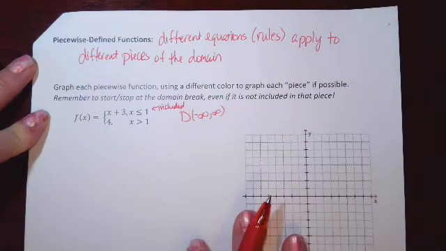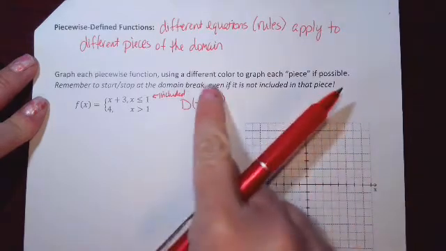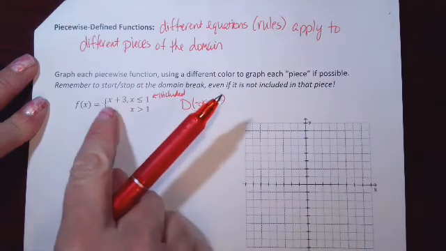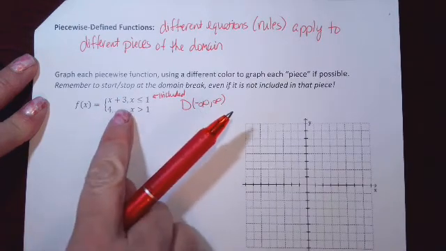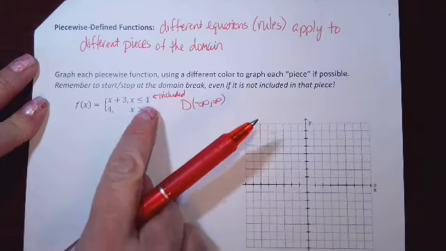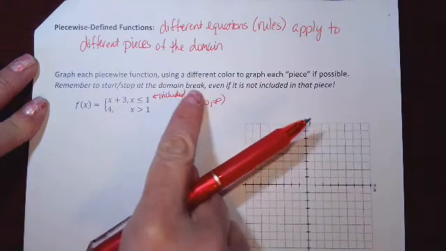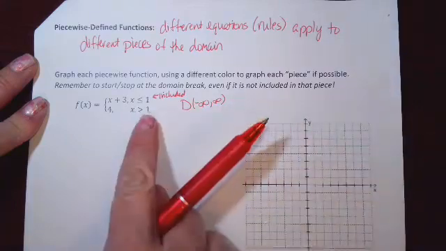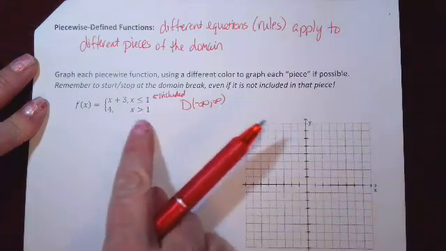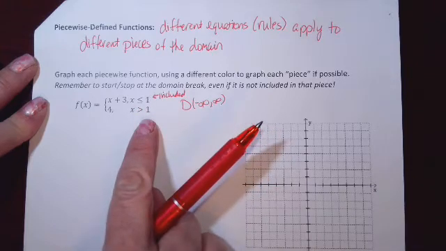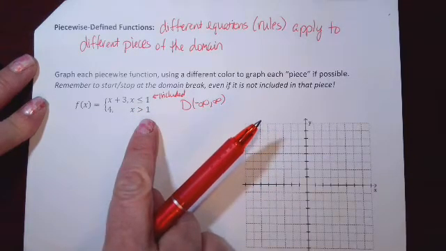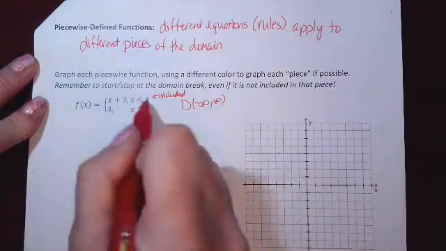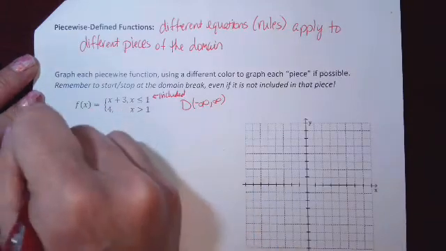Now we're going to graph this piecewise function. We're going to use a different color to graph each of the 2 different pieces. And when we start and stop our graph, we are going to go all the way to 1 in this case. We're going to go all the way to where that domain breaks and changes, even if it's not included in that piece, because otherwise this is our limit. It goes up to but does not include 1. We've got to have an open circle there to show that it goes up to that point, or it starts just past that point.